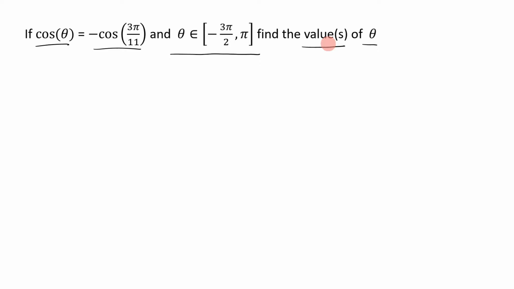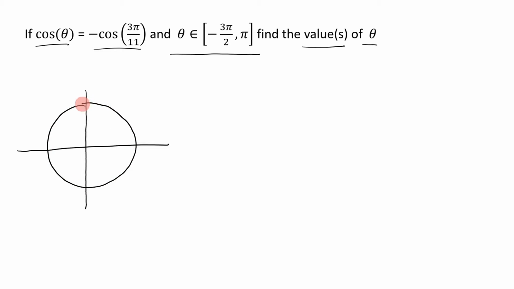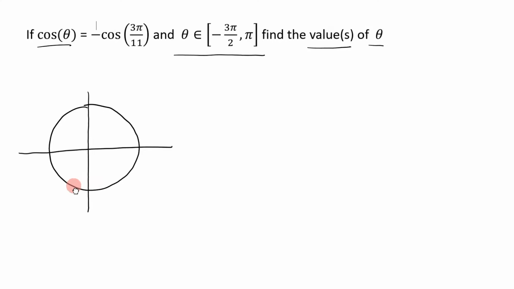Well, let's just first get our bearings a little bit, and let's get our bearings by just drawing for ourselves a unit circle. Let's see if I can draw that a bit better. Okay, that's good enough. Now here it says I've got negative cos of 3 pi on 11. Well, the very first thing that we should realize is that we haven't remembered the exact values for 3 pi on 11, but that doesn't matter at all. We don't need to memorize the exact values for this.